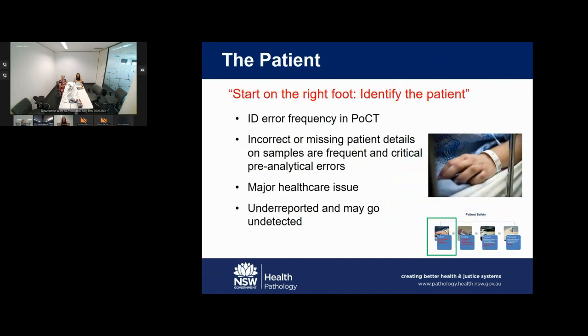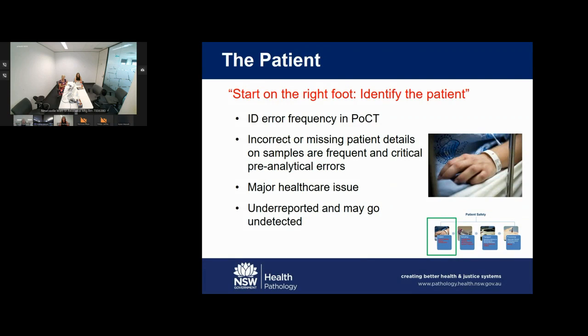So the patient, let's start in that first box and start on the right foot by identifying the patient. ID error frequency in point of care, as we've said, is the highest error that we see in that space. And also in many collection procedures, it's the highest error that we see across national studies. Incorrect or missing patient details on samples are also something that can lead to critical errors.